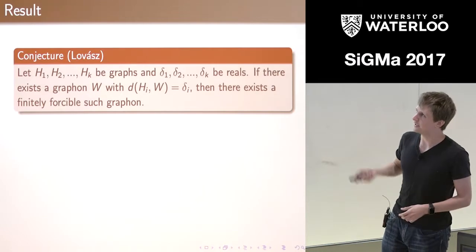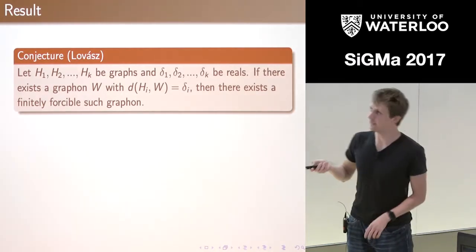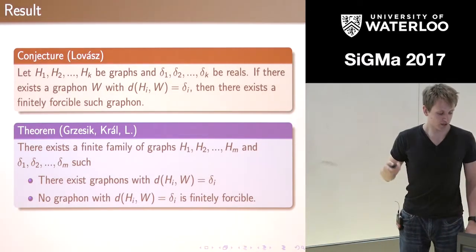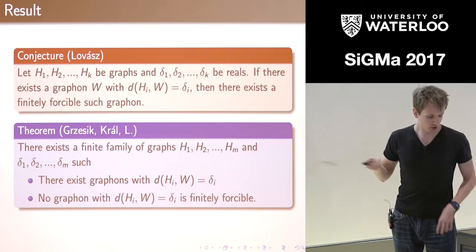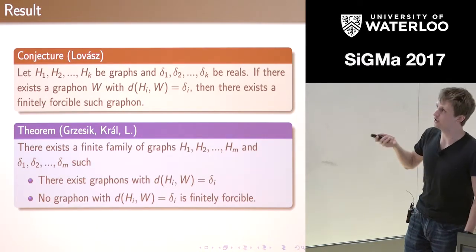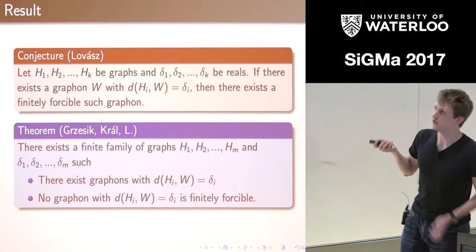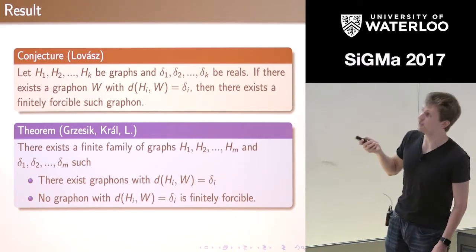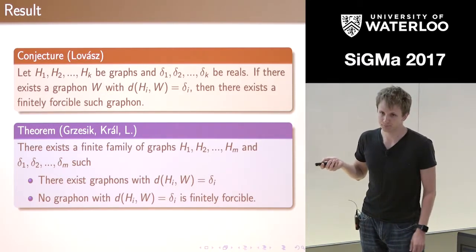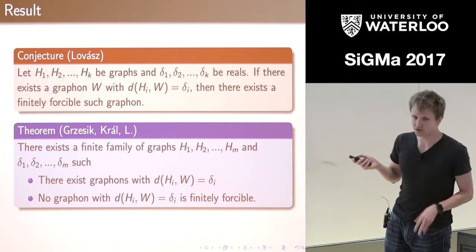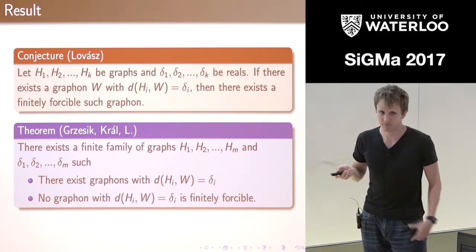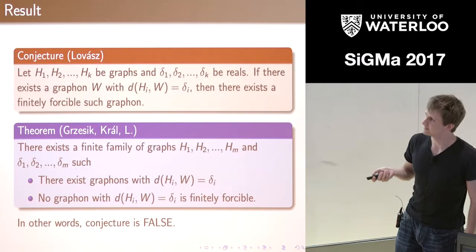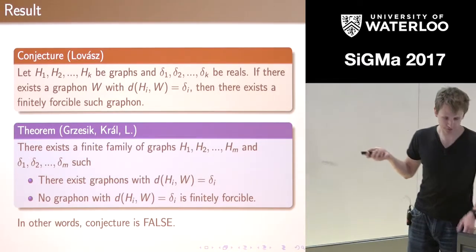So I guess the punchline has already been said by Dan, but our result is that this conjecture is false. So we find a finite family of graphs, H1, H2, ..., Hm, and density constraints delta 1, delta 2, ..., delta m, so that there are graphons that satisfy the density constraints, but no graphon that satisfies them is finitely forcible. So are there any questions about anything so far? Okay. So again, what this means is that the conjecture is false.